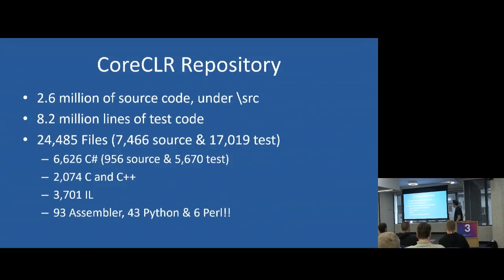So onto the main components. Well, if you were to go onto the CoreCLR repository, this is probably about 5 or 6 months out of date, so the numbers may have gone up or down. But anyway, there's around 2.5 million lines of source code in there, 8.2 million lines of test code. There's a lot of tests, not surprisingly, when you're testing a runtime. And that's just testing the runtime.